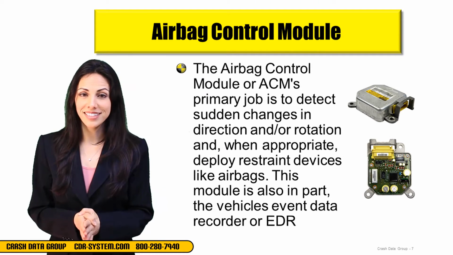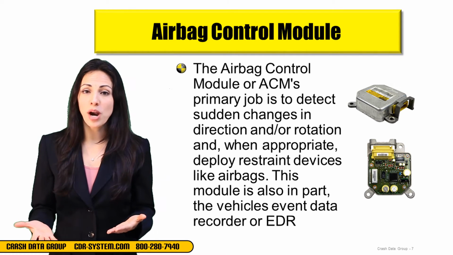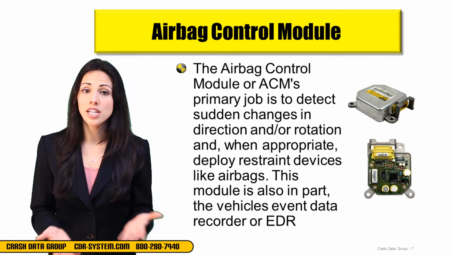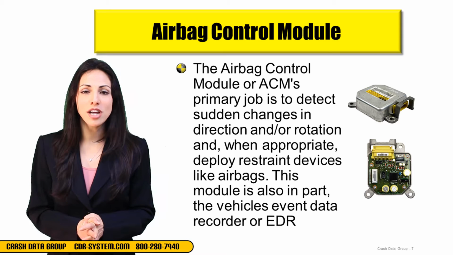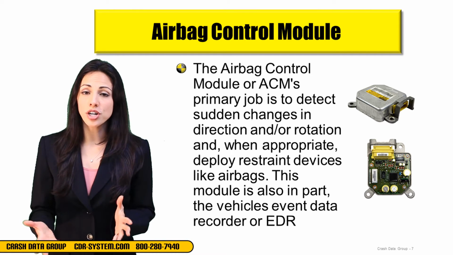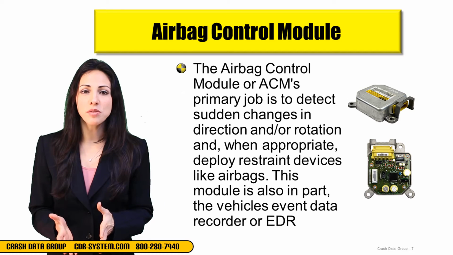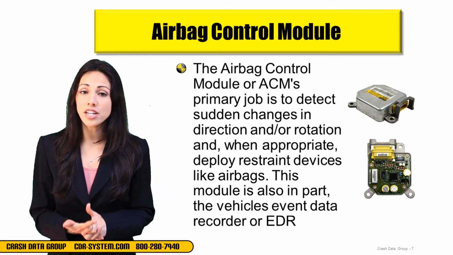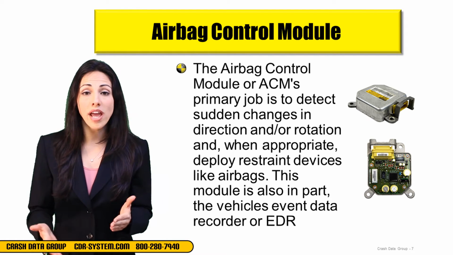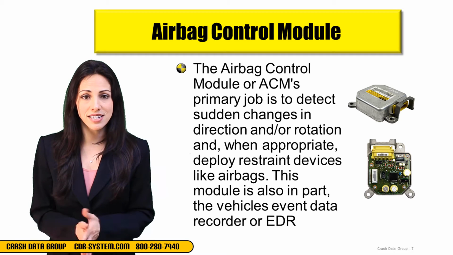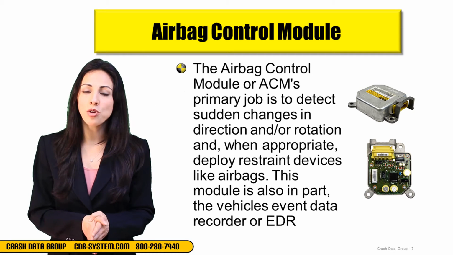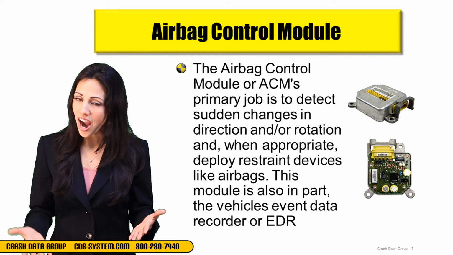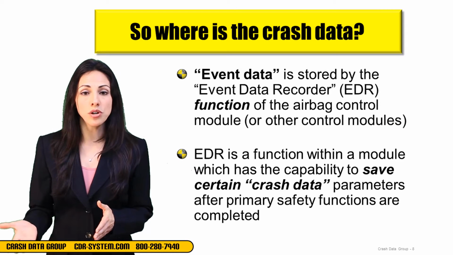Airbag Control Module. The Airbag Control Module, or ACM's, primary job is to detect sudden changes in direction and/or rotation, and, when appropriate, deploy restraint devices like airbags. This module is also in part the vehicle's Event Data Recorder, or EDR. The ACM uses certain bits of information, including that from crash sensing systems, seatbelt-related sensors, and occupant detection systems, to decide whether or not and when to deploy airbags and other restraint system devices. When certain conditions are met, the Airbag Control Module may record data associated with these sudden changes in direction and/or rotation, i.e. a crash, which can later be imaged by the CDR tool.